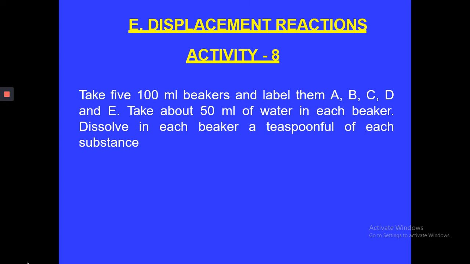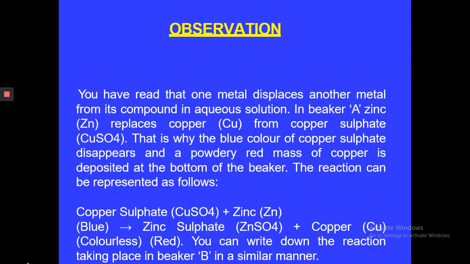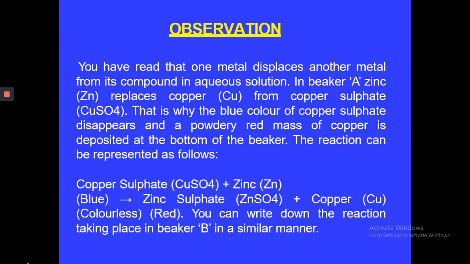Take about 50 ml of water in each beaker. Dissolve in each beaker a teaspoonful of each substance. Now, what observation will we get? We have read that one metal displaces another metal from its compound in aqueous solution.